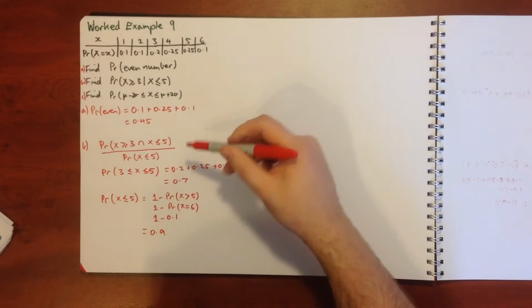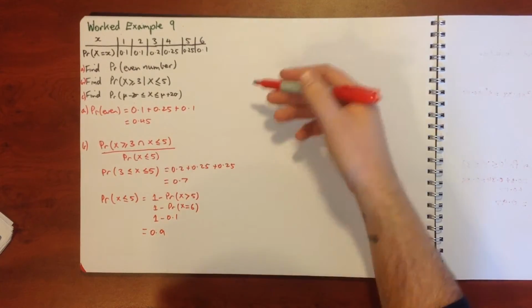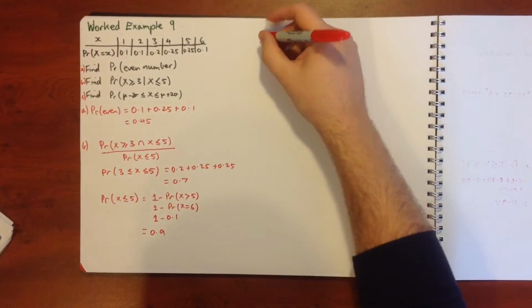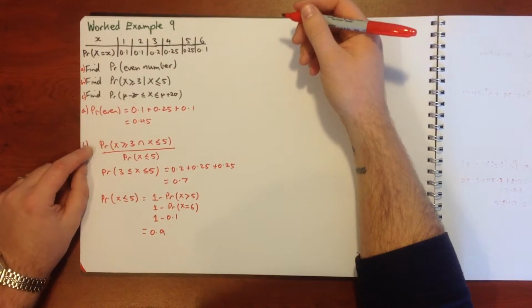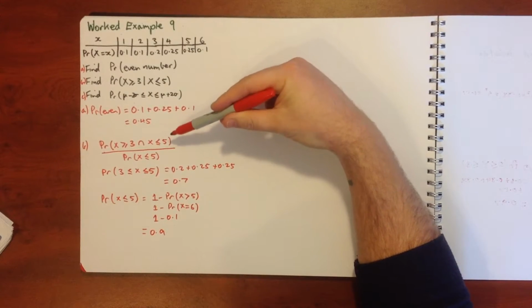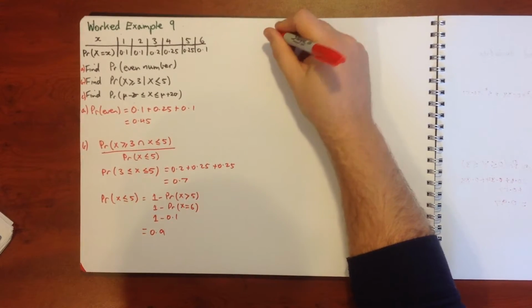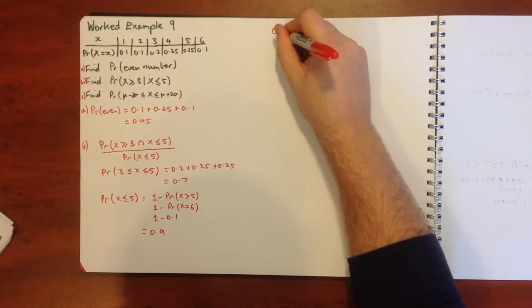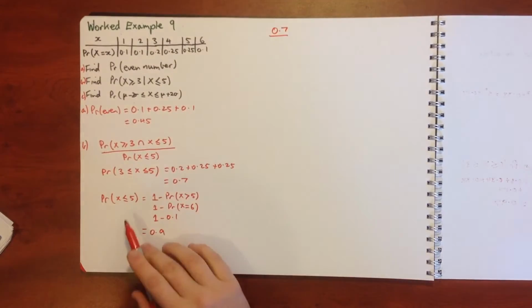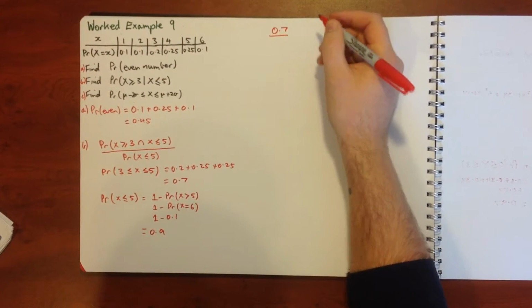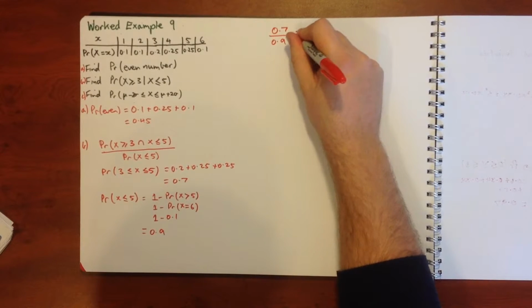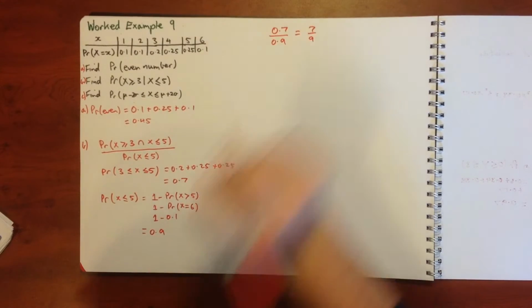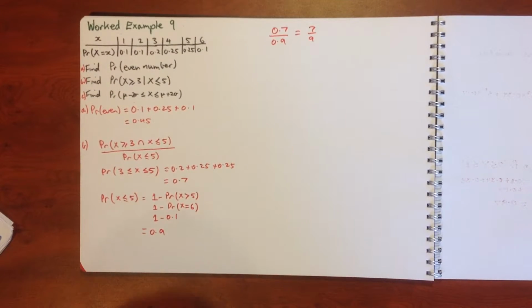So looking at our equation now, we can put it all together. Our probability that x is greater than 3 intersection x is less than 5 is our 0.7, over our probability of being less than 5, which is 0.9. So I'm going to say that is 7 over 9, and we're done for that part.